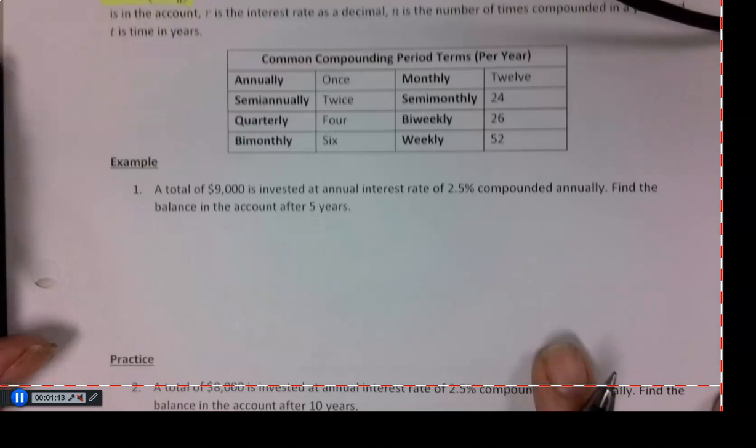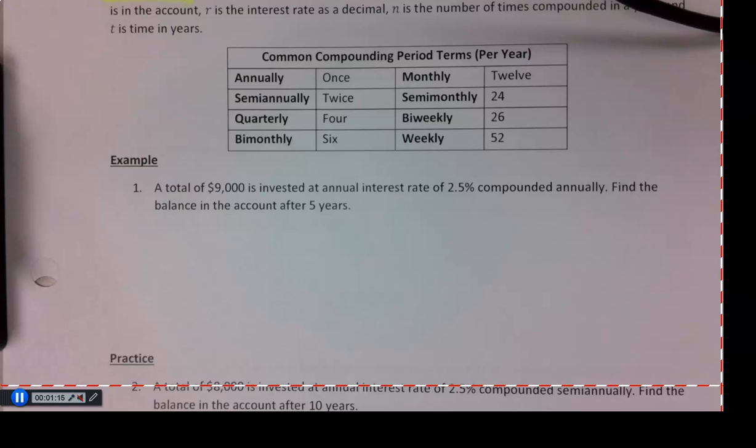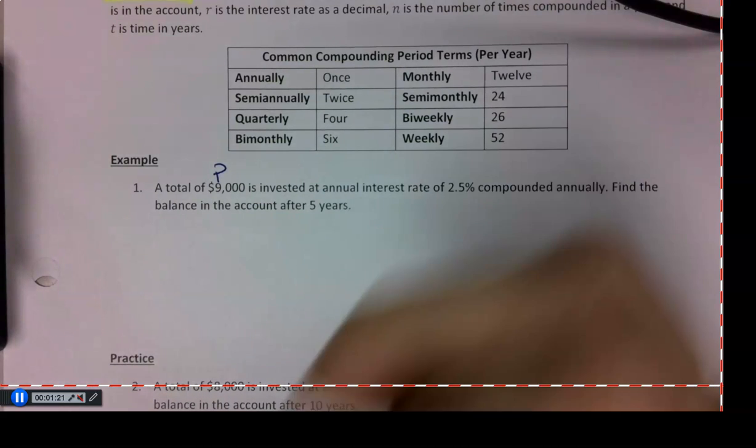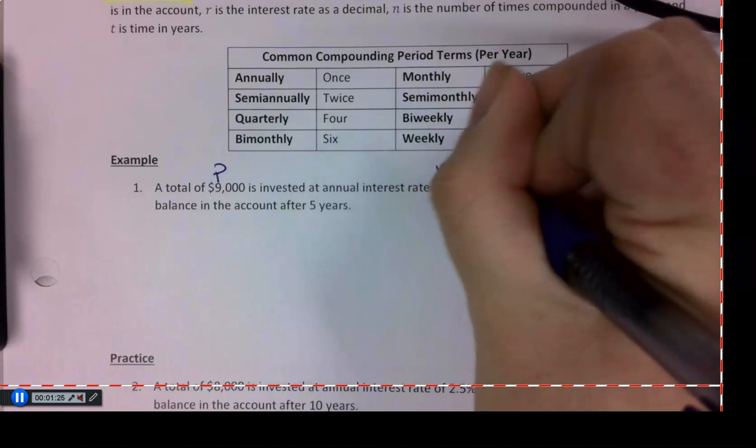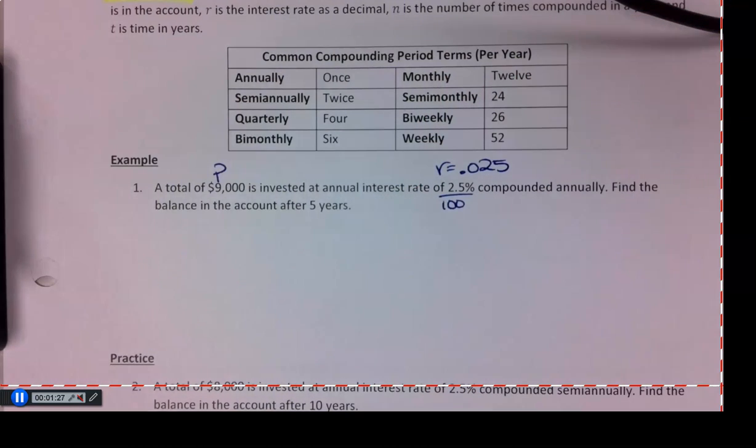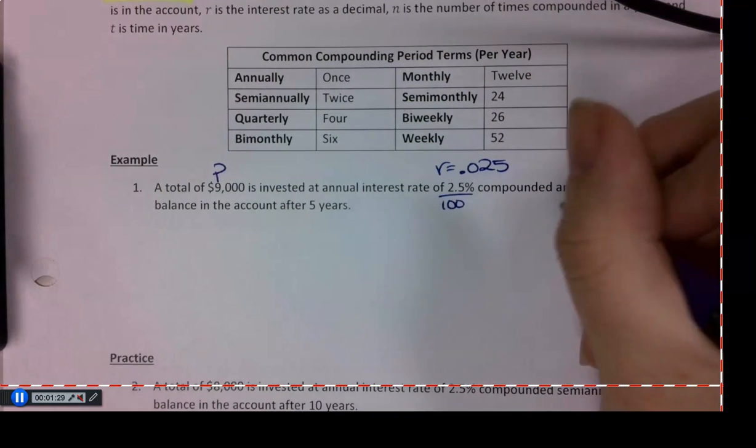Okay, so number 1 tells me a total of $9,000. That's my principal, how much I'm starting off with. It is invested at an annual interest rate of 2.5%. So I'm going to divide that by 100 to turn it into a decimal, which gives me 0.025. Compounded annually. How many times is that a year?